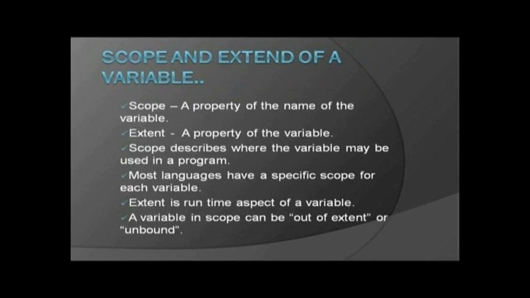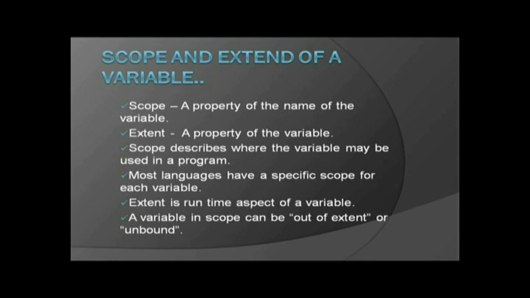Scope of a variable describes where in a programming text the variable may be used, while the extent describes when in a program's execution a variable has a value. The scope of a variable is actually a property of the name of the variable, and the extent is a property of the variable itself.